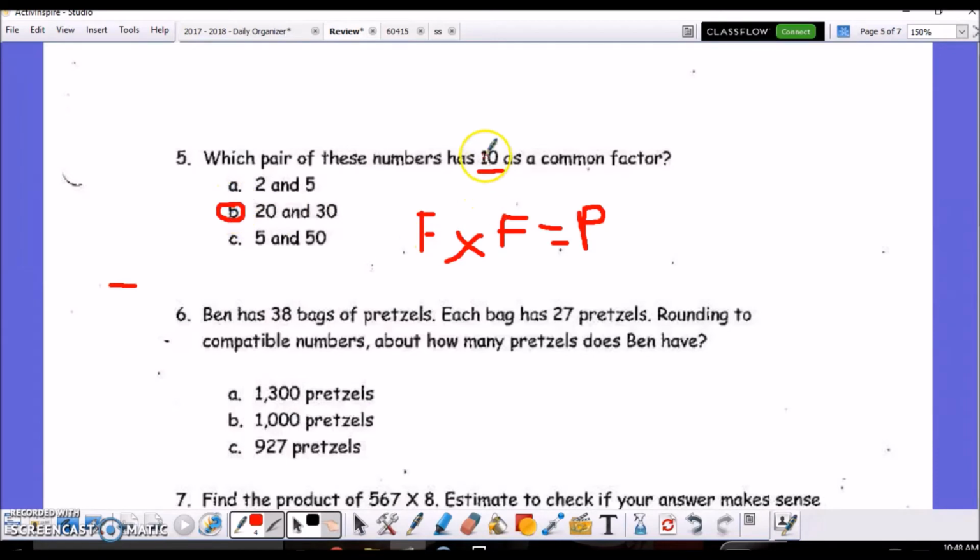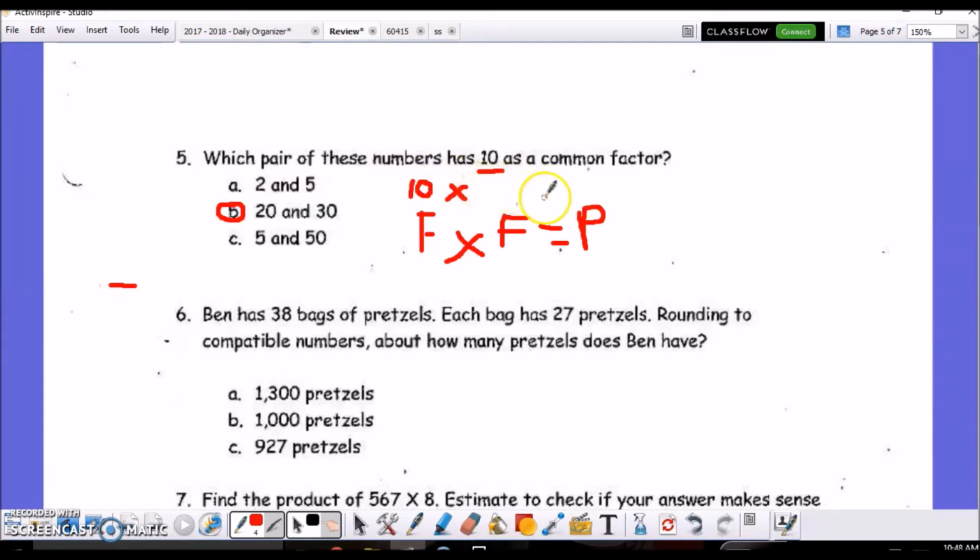Here's why. If 10 is one of my factors, then I'm multiplying that number by another number to get the product of 20 or the product of 30. So in this case, it has to be 10 times something, which gets you the product of 20 or 30.